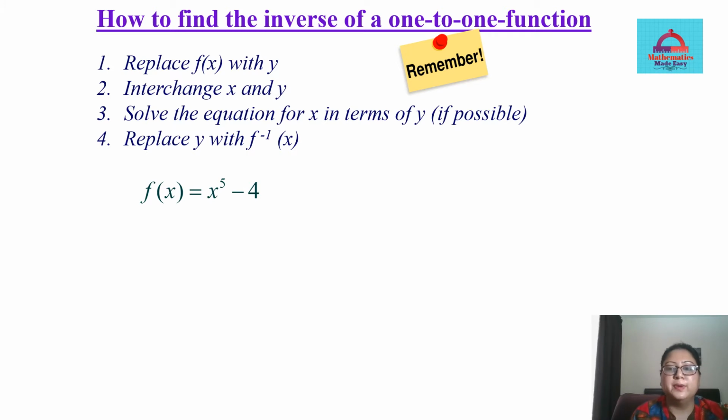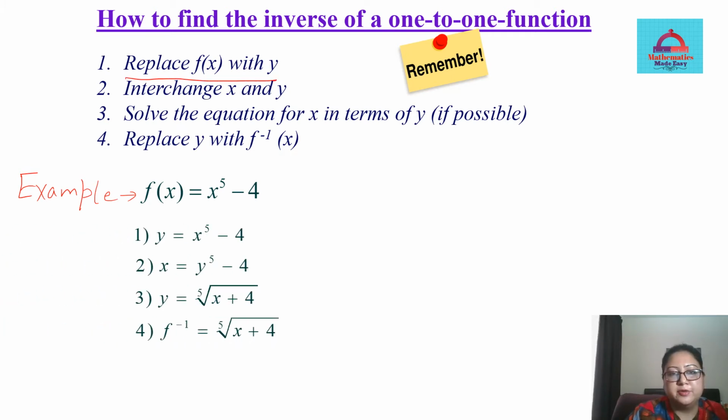Step 1, you have to replace f(x) with y. So whatever function is given to you, for example, I have taken here f(x) equal to x to the power 5 minus 4. For this function, step 1, you replace f(x) with y. So let's do that. Step 2, interchange x and y. In place of x, you put y. In place of y, you put x. So you are just interchanging the 2 variables. That's your step 2 done.